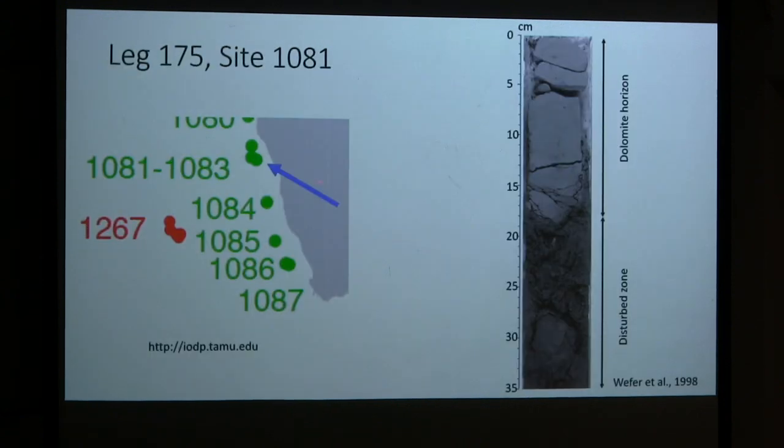Another look at the location of the site. And here is a picture taken from one of the cores from the site. Here we have the dolomite in the lighter sediment, and the host sediment. And this is on a 5 centimeter scale.